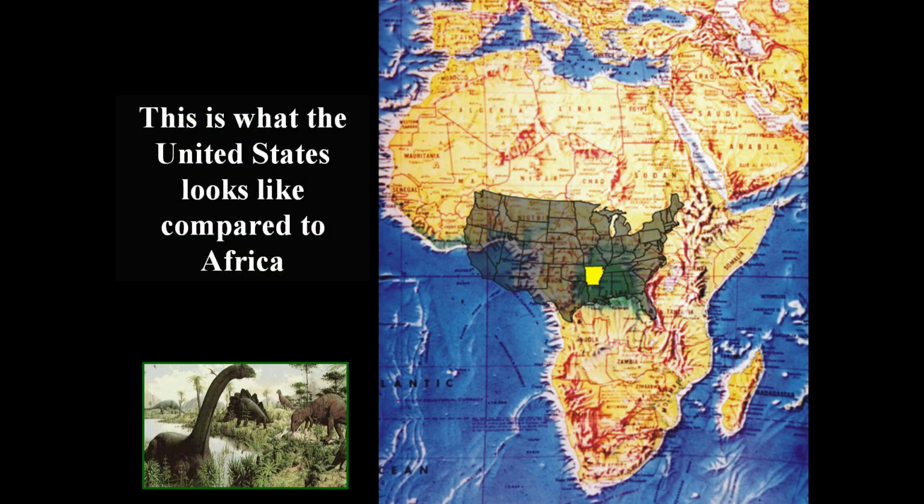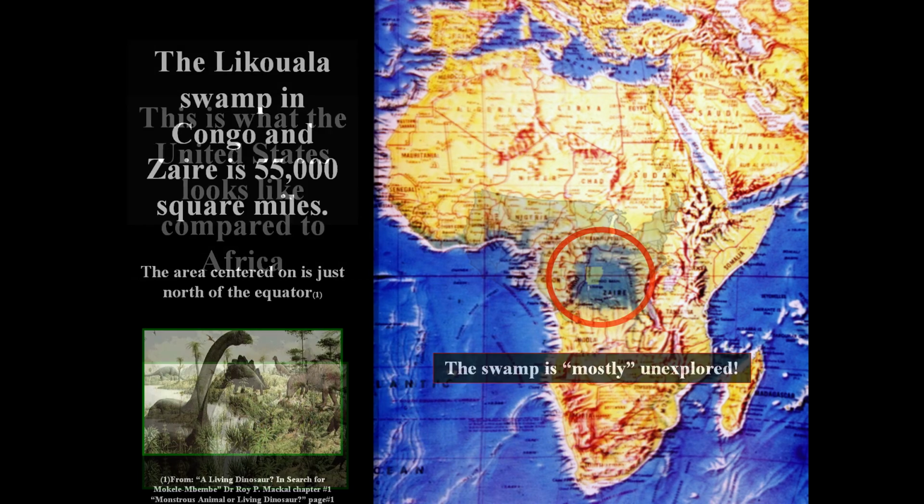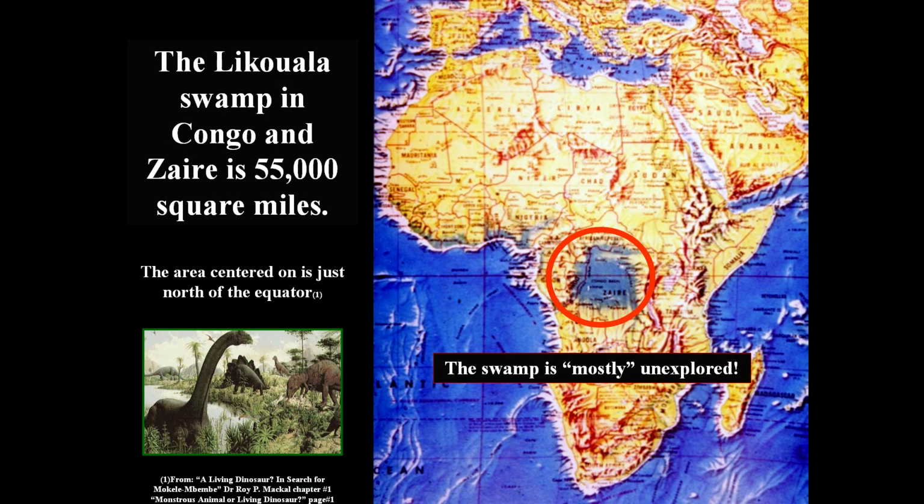But this is what the United States looks like compared to Africa. It is enormous. I mean, it's gigantic. And the Likouala swamp, that whole area there in the Congo and Zaire, is 55,000 square miles, guys. 55,000 square miles. The swamp is mostly unexplored.